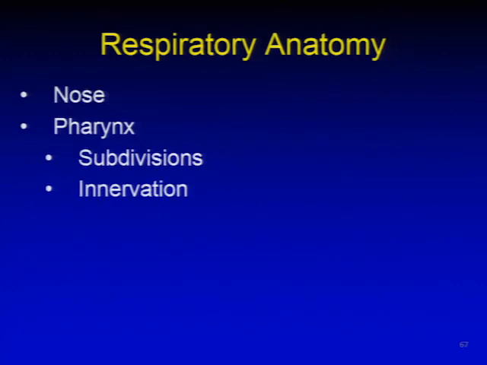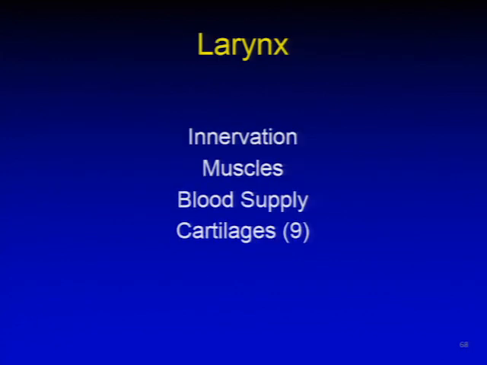Now let's review the respiratory anatomy of the nose, the pharynx, and the larynx. The larynx connects the inferior pharynx with the trachea. It has 3 functions. It maintains airway patency, it protects from aspiration, and it allows for vocalization. It is 5 centimeters in length. Its greatest resistance to airflow to the lungs is the larynx.